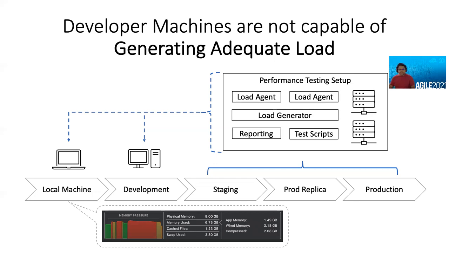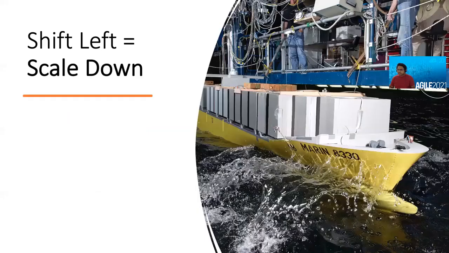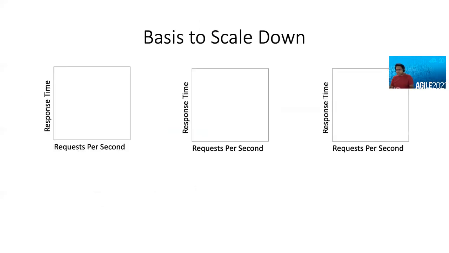And now all of these issues are fairly genuine. So with all these challenges, how do we shift left? So the first lesson that I took away from my experiences is to scale down. You can't go to C trials for every single design change. You have to figure out a way to scale down. But how do you scale down?